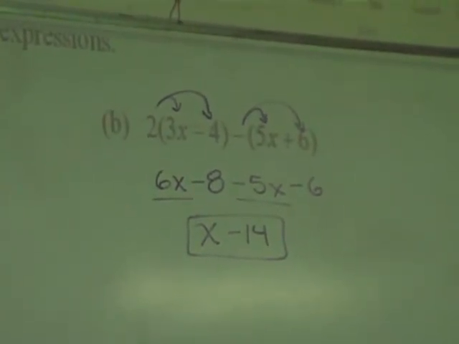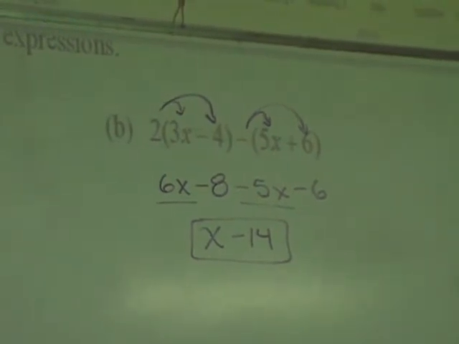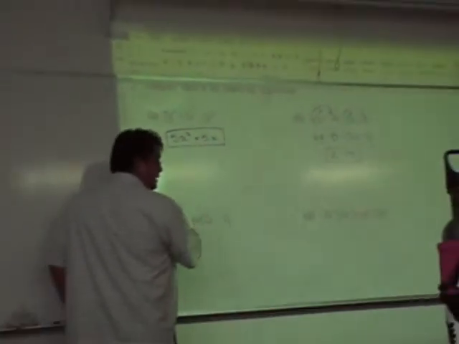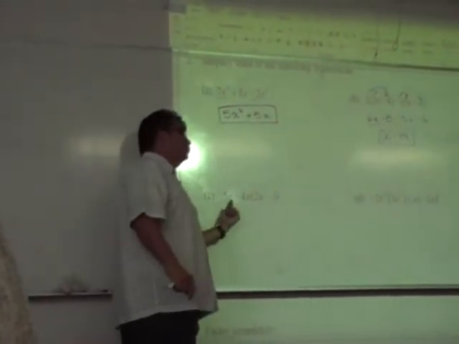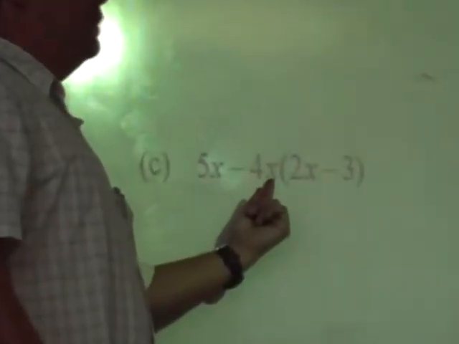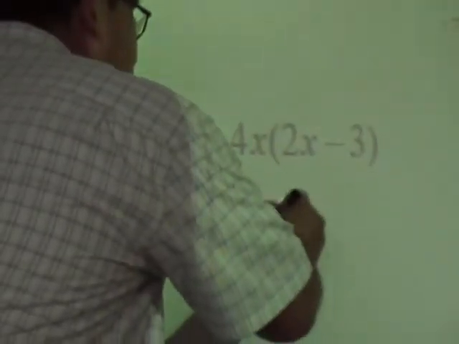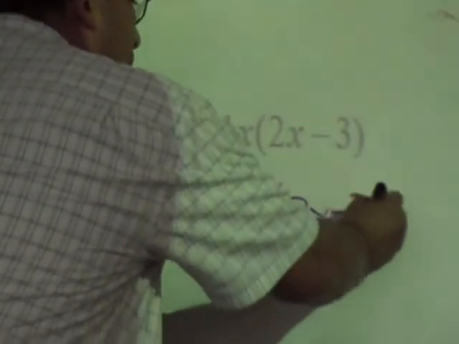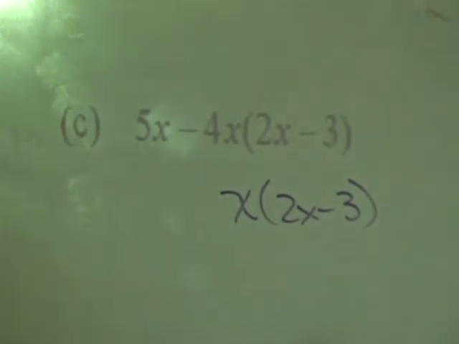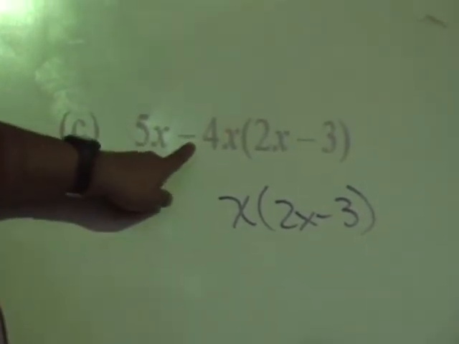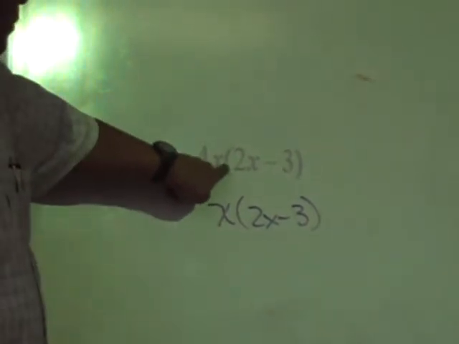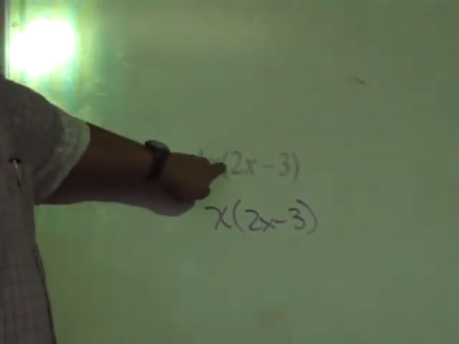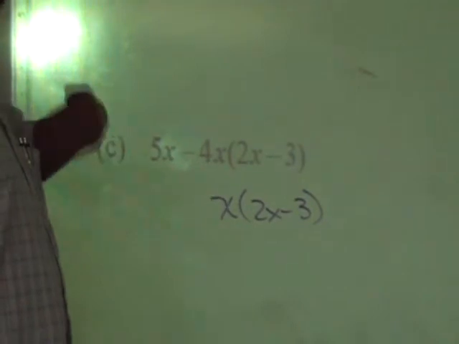All right, C. I have a 5x that, now this is, I'm going to show you a very common mistake that students make. Some students will say 5x minus 4x, x, and then they will distribute that. But that's incorrect. How come? Because you have to do the 4x. Because I have subtraction here, and what's the operation here? Multiplication. What comes first? Multiplication.